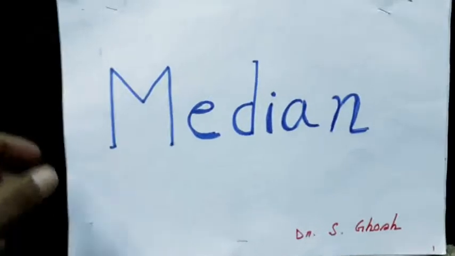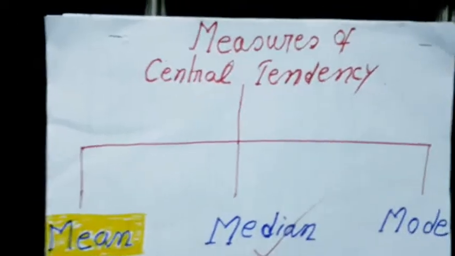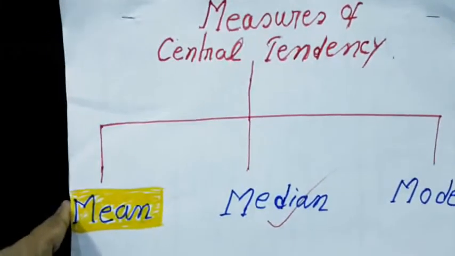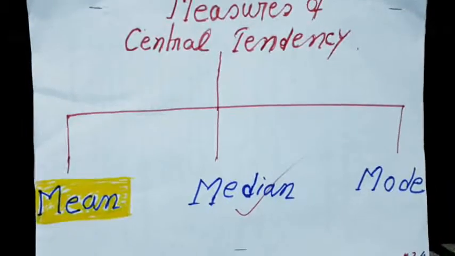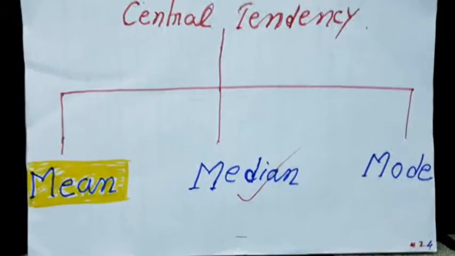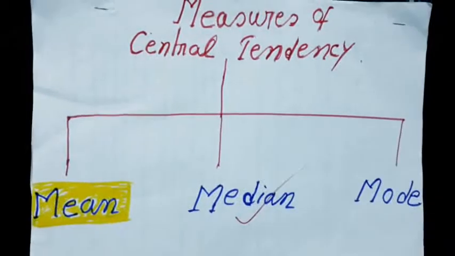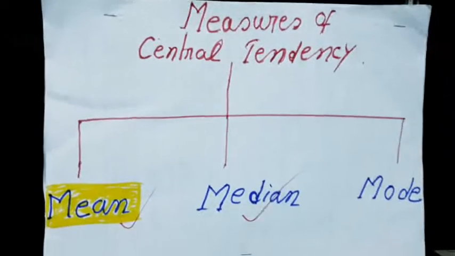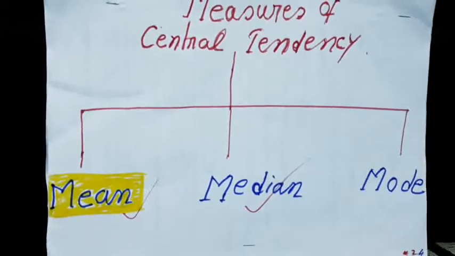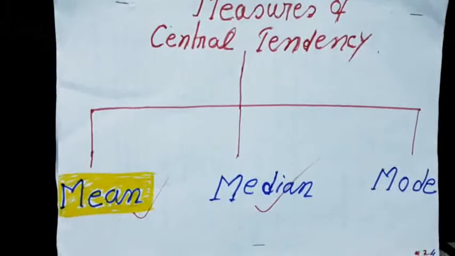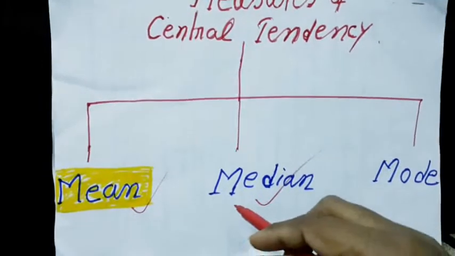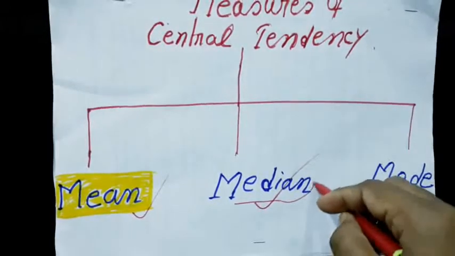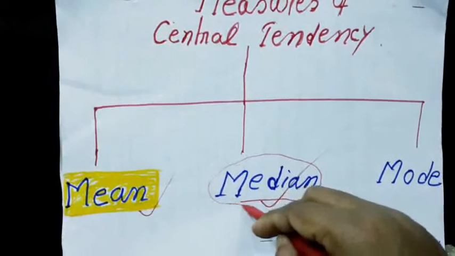As we know, central tendency has three measures. One is mean, second one is median, and third one is mode. I have made 8 videos on mean, where I have covered all the areas of mean. But today my whole class would be on calculation of median.